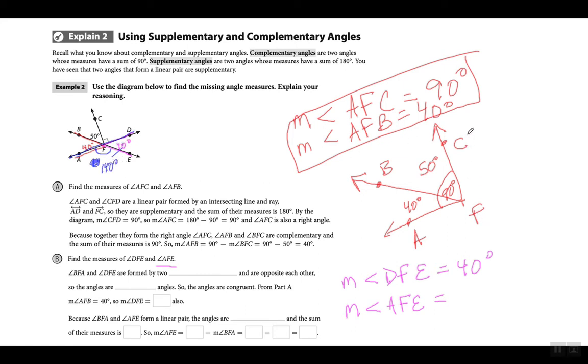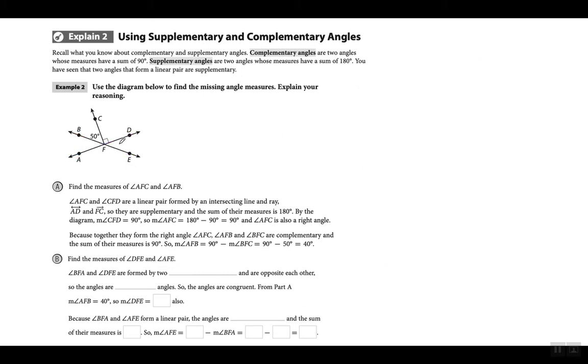Let me draw it here so you can see what I mean. I gotta erase what I drew here. Look, if this one right here is 40 degrees, let me draw it over here so it's a little easier to see what I'm trying to say. This is D. Okay, we already determined that angle DFE is 40 degrees. So if we're trying to find how much this one is, well, this is a straight line. A straight line is always 180. So if this is 40, this one has to be 180 minus 40, which gives you 140.